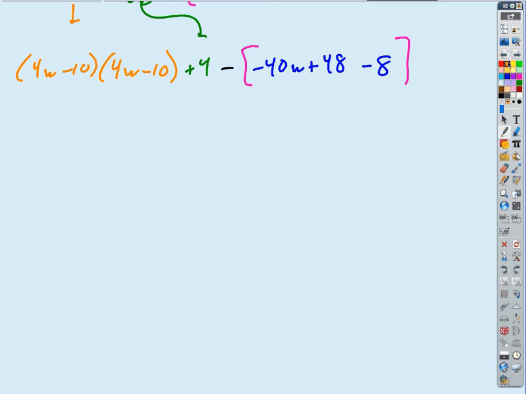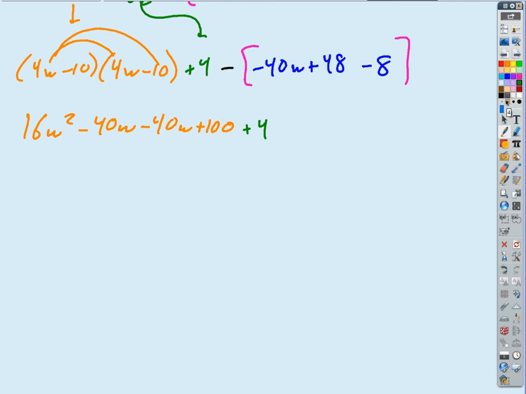Okay, so let's step down one more step. Now, here I gotta FOIL this whole thing out. So I'm going to distribute the 4w to both terms. 4w times 4w is what? 16w squared. 4w times negative 10. Well, negative 40w. Negative 10 times 4w is another negative 40w. And negative 10 times negative 10, plus 100. Okay, good. Plus 4.